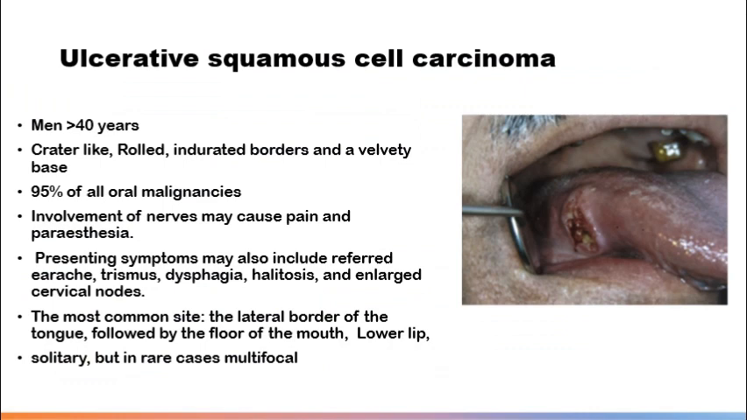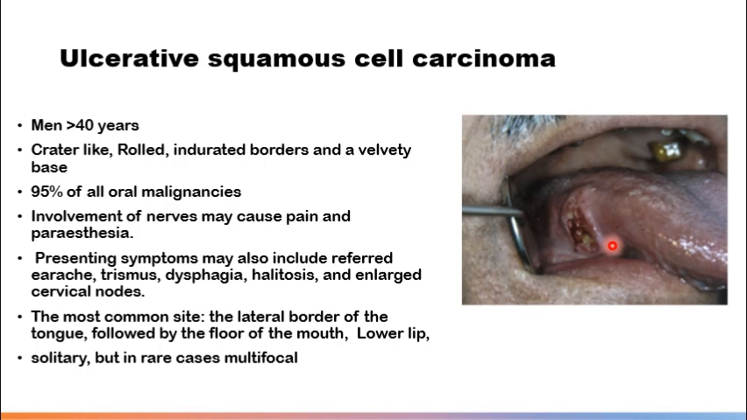Start with the solitary chronic oral ulcers, with the most sinister of them all, the malignant oral ulcer. 95% of all oral malignancies are ulcerative squamous cell carcinoma. They affect men more, particularly in the age group above 40 years. They have a crater-like, rolled and indurated border and a velvety base. They can be painless to start with, but if they involve any nerves, they can cause pain or paresthesia.